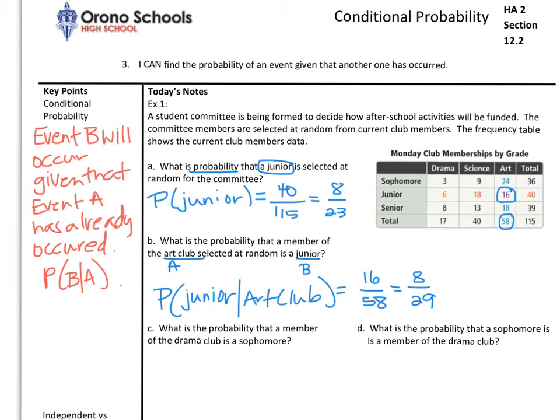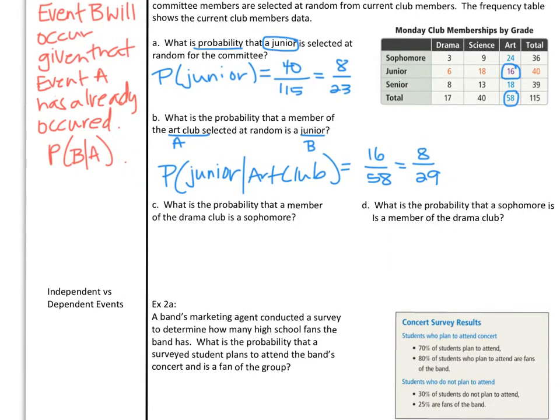Based on example A, this outcome is less likely. It has a bigger denominator, so the fraction has a smaller output value. Let's see if we can work through just two more. It says for part C, what is the probability that a member of the drama club is a sophomore?